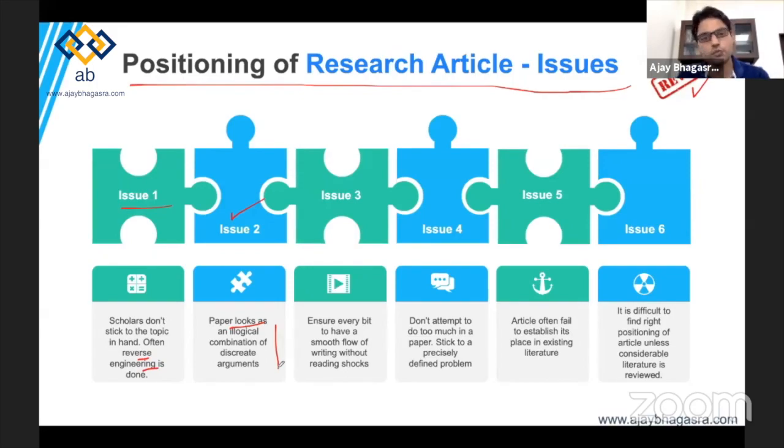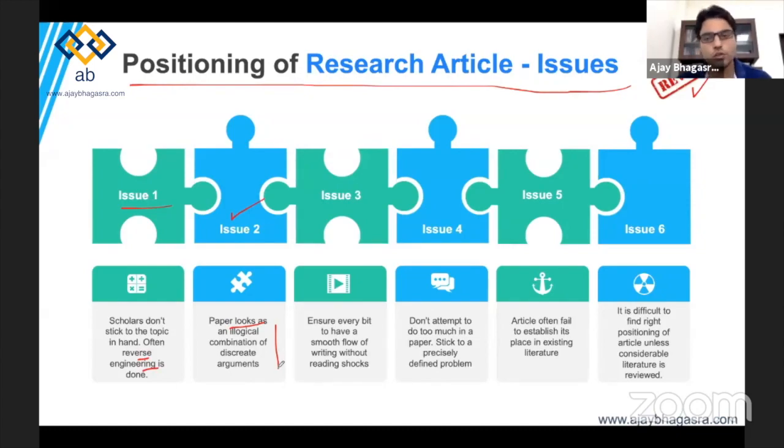So what do reading shocks mean? I was reading A, okay. You take me from A to B, and A, B is making sense, but then suddenly it is Z, or Q. How did you jump to Q? How did you jump from one thing you were discussing in this paragraph, and then in the second paragraph, you've started discussing almost a new thing? You are presenting an illogical combination of discrete arguments. This is not what we need, right?